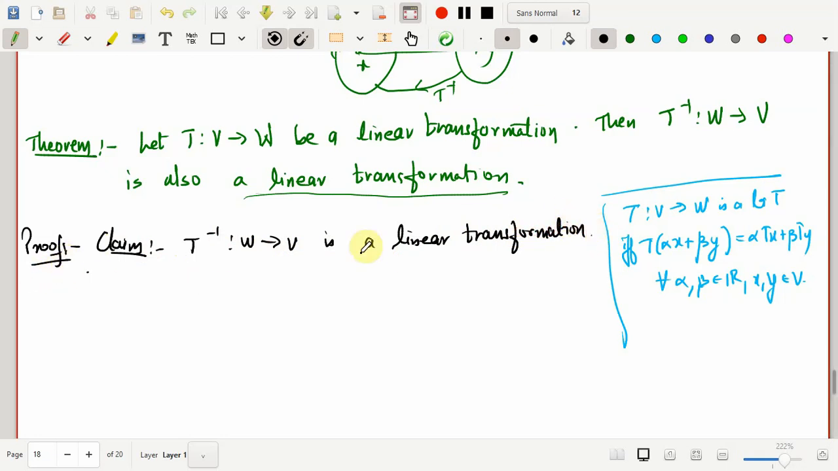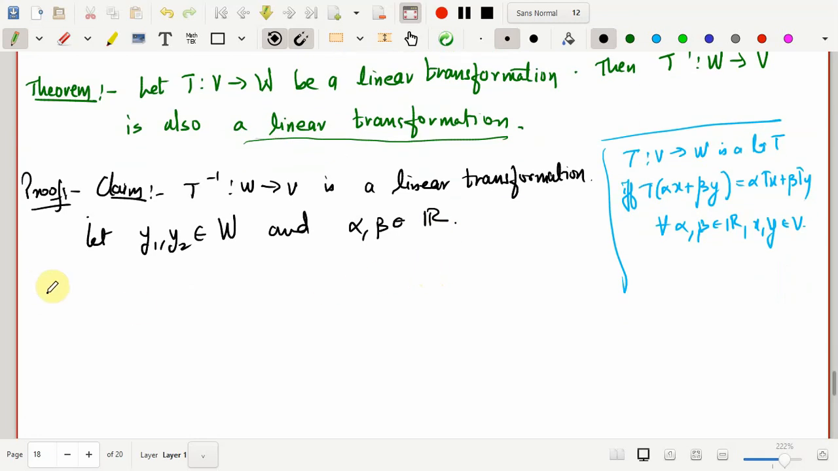Okay, so I'll have to start with an element in W, because the domain of T inverse is W in this case. So let's take, okay, now since it is a codomain for W, I will use the notations in terms of y, so that it will be easier for me to talk about the corresponding elements in V. So let y1, y2 be in W.